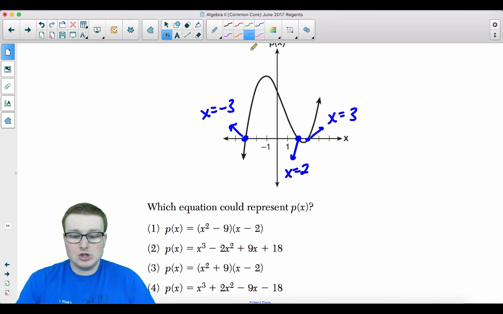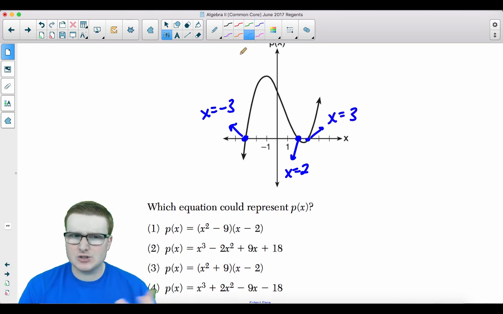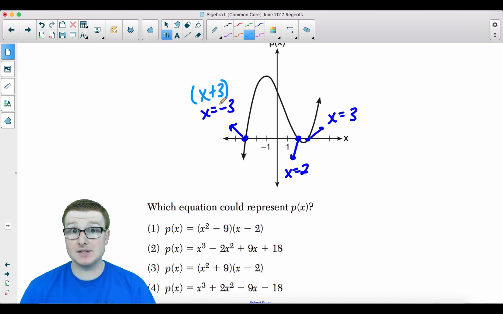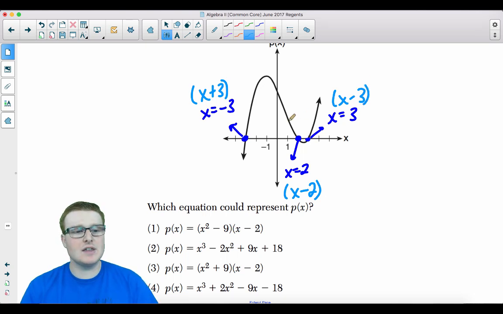So what you should be thinking of, what are the factors? Well, the factor to produce the root of x equals -3 is the factor x plus 3. It's just the opposite of what's given. The factor that gives you x equals 2 is x minus 2. And the factor that gives you x equals 3 is x minus 3.